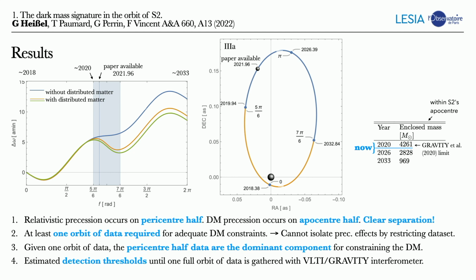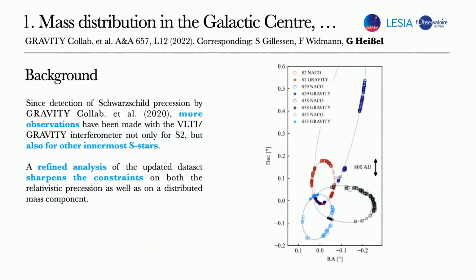And in the mock data analysis, we estimated how the constraints will improve in the years ahead. So up until 2026, we will have the next apocenter passage. In 2023, we will have one full orbit of GRAVITY data on the star S2. And so these are the results in 2020. It was about 4,300 solar masses within the orbit, so within the full apocenter, a ball of apocenter radius. And with one full orbit, we will bring this down to about 1,000 solar masses.